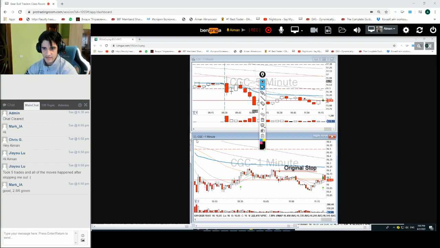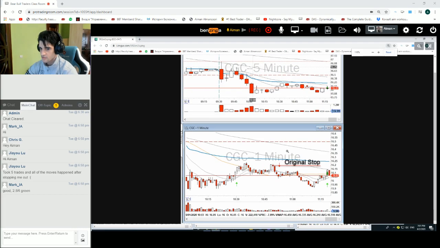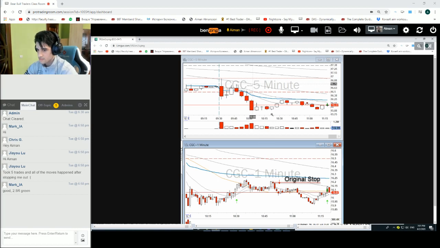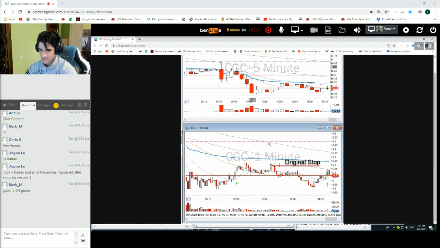First trade here is for Daniel. Daniel traded CGC. Let me get this like this. No, it can get bigger actually. No problem. So Daniel traded CGC, and I see you took it to the short side. I assume a second leg down for a reverse ABCD pattern, right?